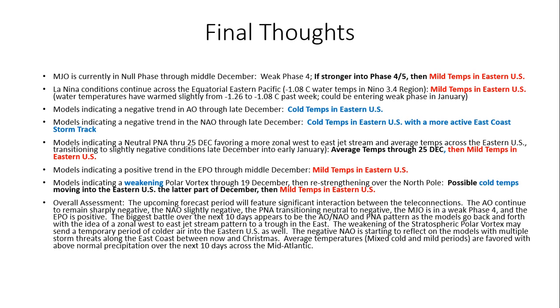That's a no doubter. Across the equatorial eastern Pacific, right now we're sitting at 1.08 degrees Celsius below normal on the water temps. They are in the Nino 3.4 region. And with that, with any La Nina, we typically expect milder temperatures, drier conditions across the eastern U.S. and the mid-Atlantic.